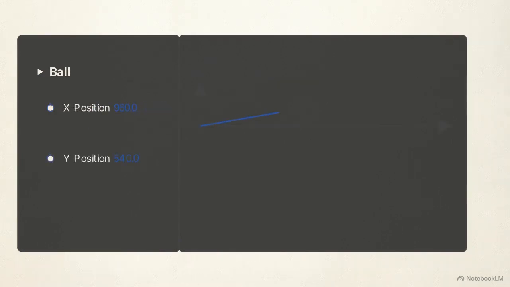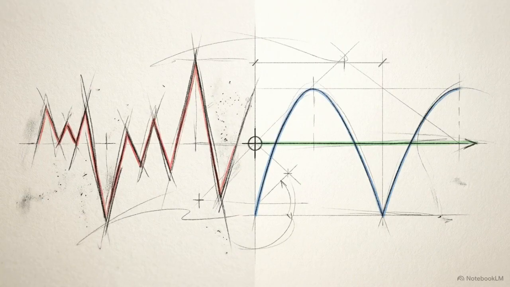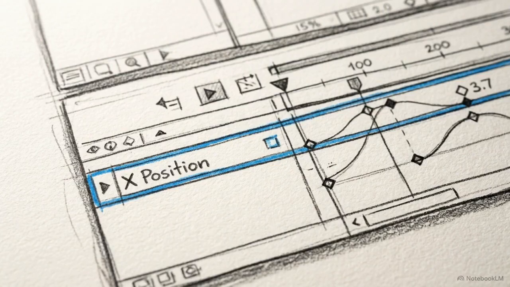The X track represents horizontal inertia, requiring a constant linear speed. The Y track is different, requiring curved Bezier interpolation handles to simulate the acceleration of vertical gravity. Separating these dimensions isolates conflicting forces, preventing the jagged robotic movements seen in amateur work. Now we will plot the horizontal momentum.